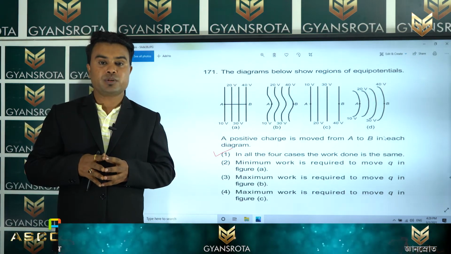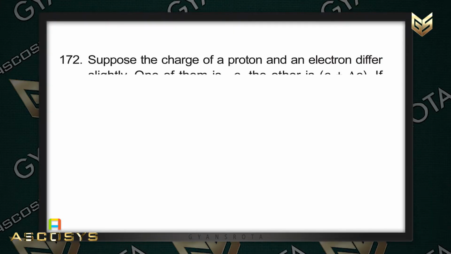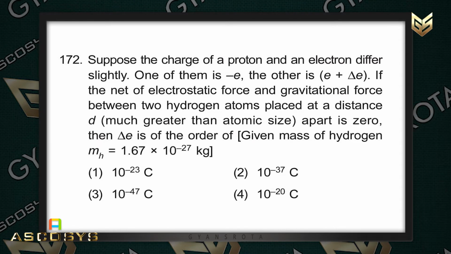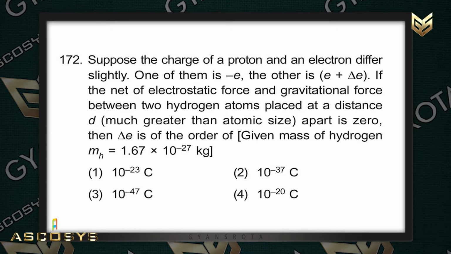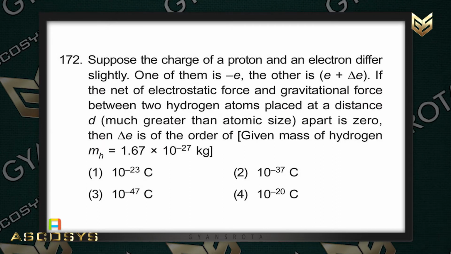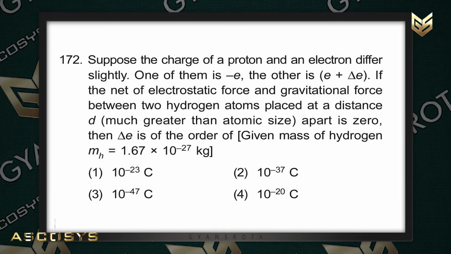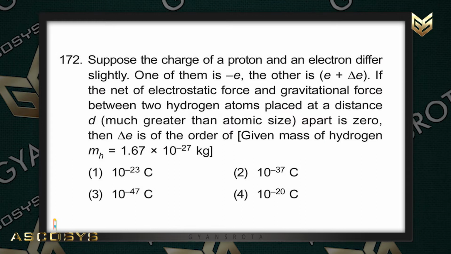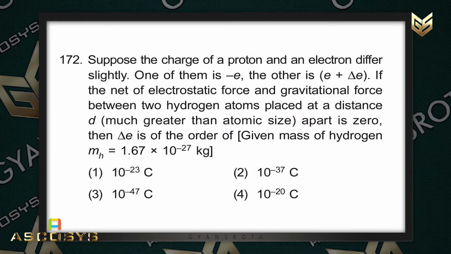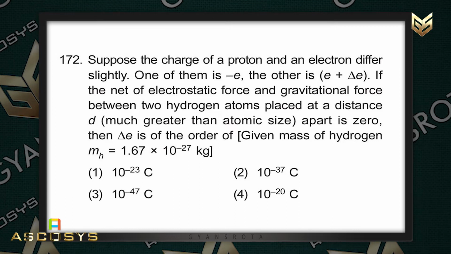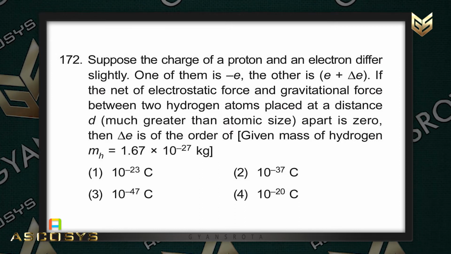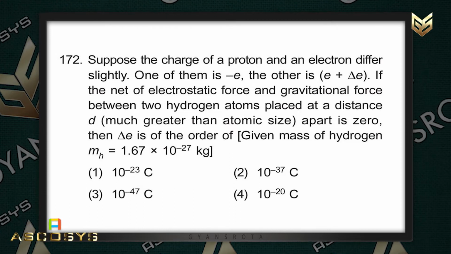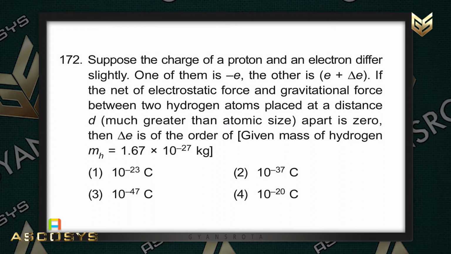Now, let us move to the next question, that is question number 172. Suppose the charge of a proton and an electron differ slightly. One of them is minus e, the other one is e plus delta e. If the net of electrostatic force and gravitational force between two hydrogen atoms placed at a distance d, much greater than atomic size, apart is 0, then delta e is in the order of, given the mass of hydrogen is this much.